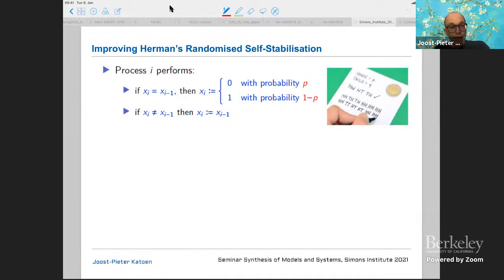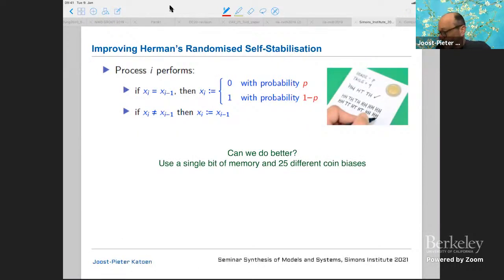To conclude, I'd like to come back to Herman's randomized self-stabilizing algorithm I showed you in the beginning. Notice that there we just had a biased coin, and the biased coin is just based on your variable value compared with that of your left neighbor. Now, what happens if you have a more powerful strategy? Maybe if you have some memory and notice something about the past, can you then improve? Can you then get a smaller expected convergence time? And this turns out to be the case.